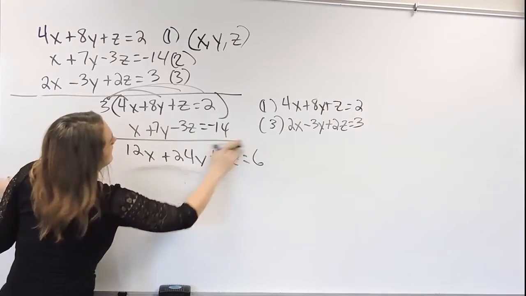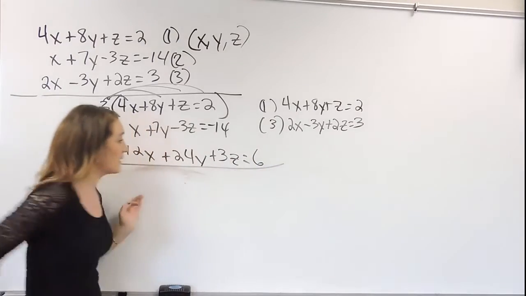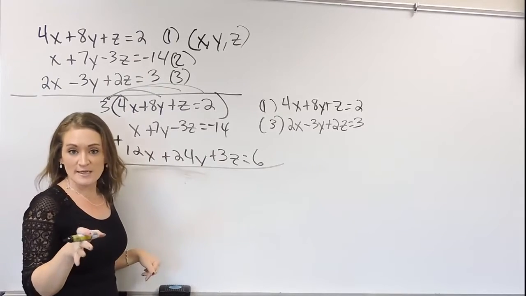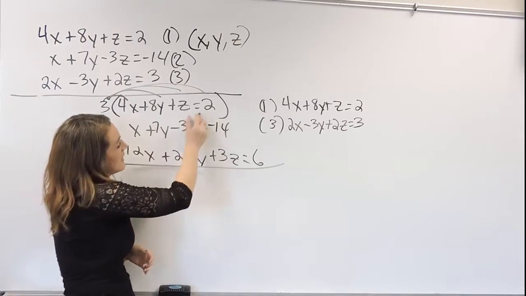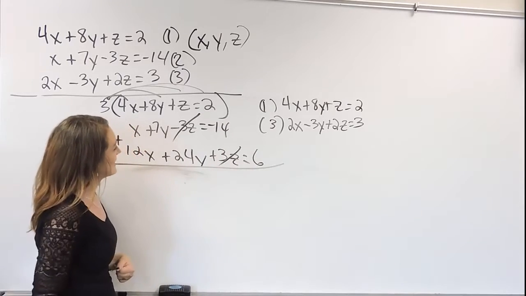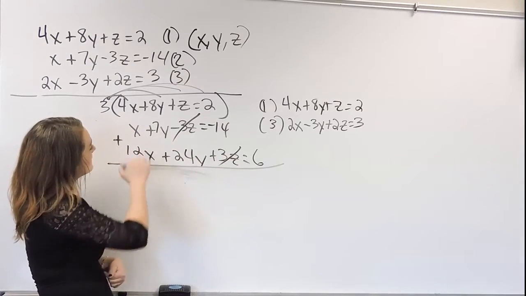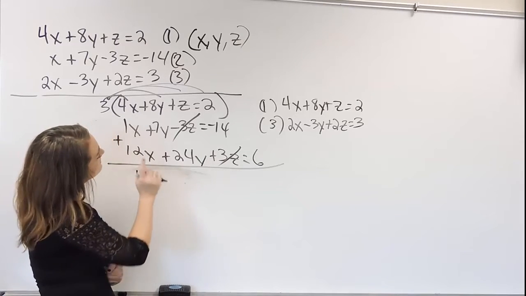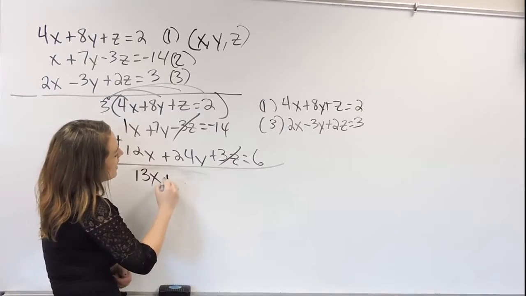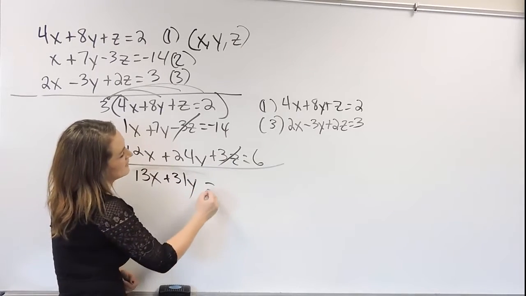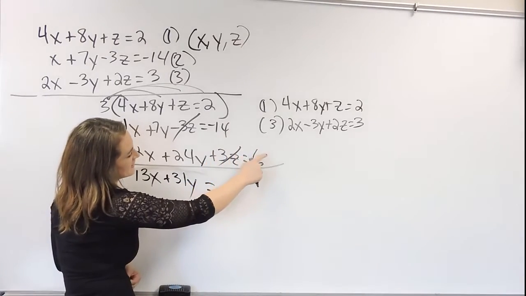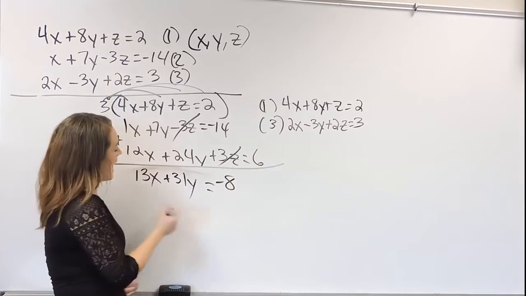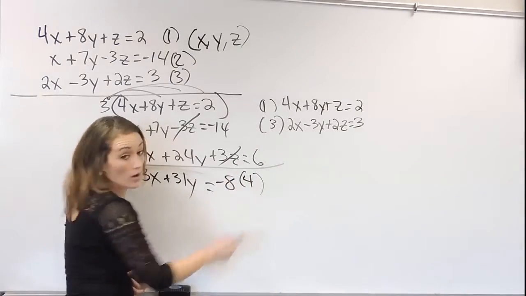Let me just add them like this. This is the first equation multiplied by 3. Now we can add them together. Negative 3z plus 3z cancels. 1x plus 12x is 13x. 7y plus 24y is 31y. And this equals negative 14 plus 6, which is negative 8. I'm going to call this equation 4.